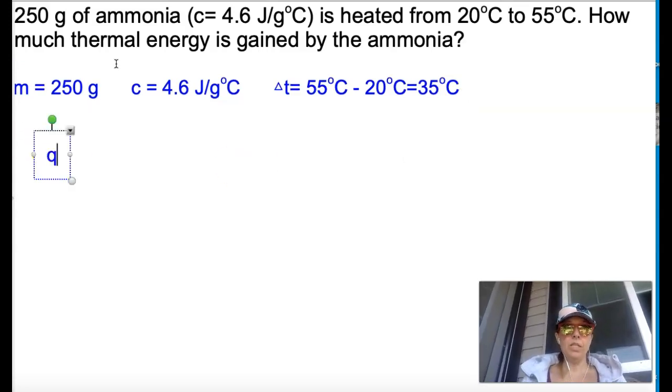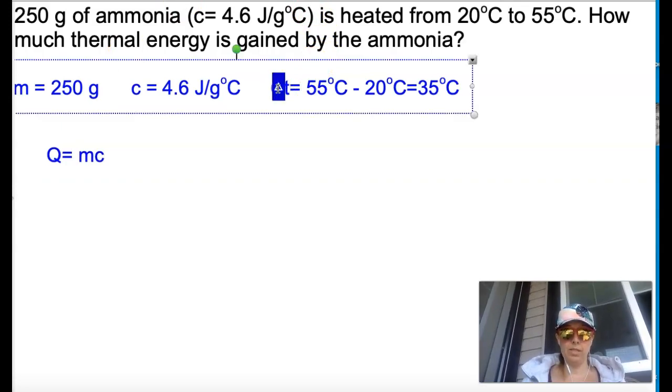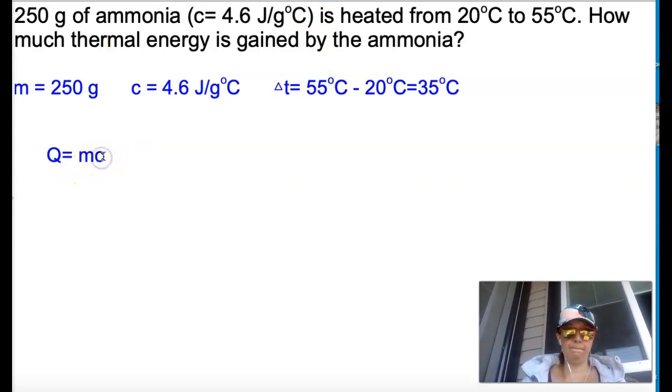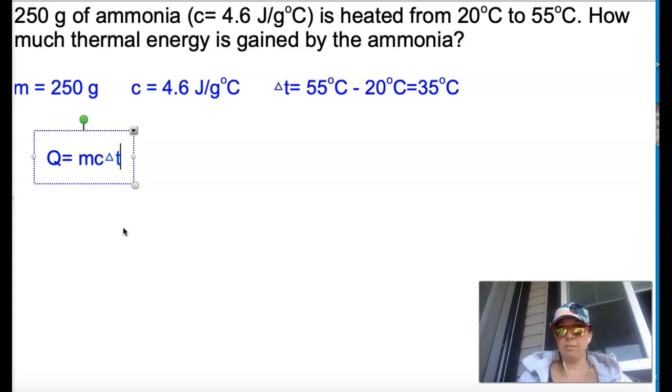So we have all our givens. We have our equation of Q equals mc delta T. I'm just going to copy that symbol. And then we're just going to plug some numbers in, okay? The other thing you're going to find is sometimes we use the equation and sometimes we don't. Sometimes we just flip over to unit analysis.